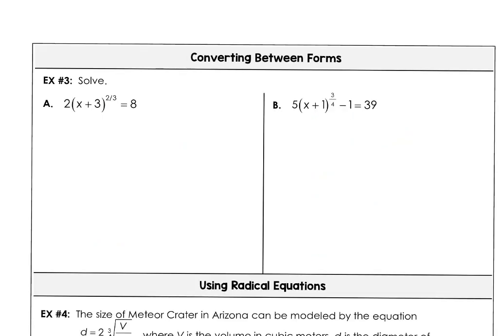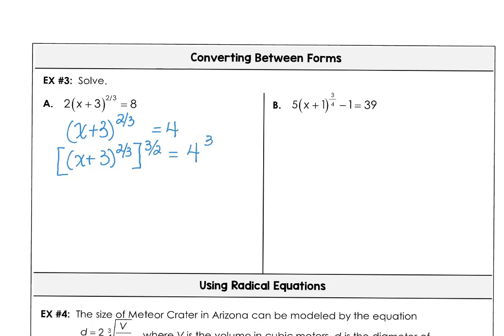In example 3, we want to convert between the two forms. So first, to isolate the radical, we want to divide both sides by 2. So x plus 3 to the 2/3 power is equal to 4. And this is a rational exponent. So to undo the rational exponent of 2/3, we would need to raise the left side to the 3/2 power. But whatever we do to the left, you have to do the same thing to the right. So the 4 needs the 3/2 power as well.